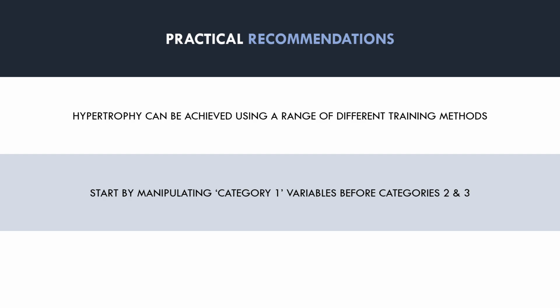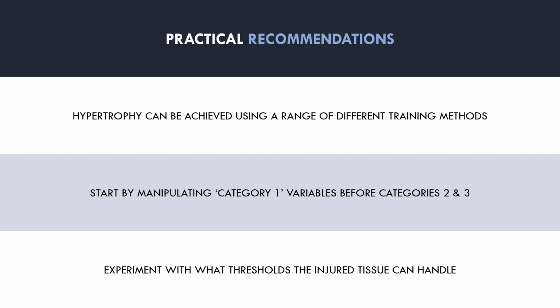Then if you still can't train without irritating the injury, try manipulating the category 2 variables. These may have a slight detriment in the hypertrophy response, but probably nothing significant. And the last resort would be to try and manipulate the category 3 variables. These will probably have a slight negative influence on the hypertrophy response, which is why they should be the last resort, not the first.